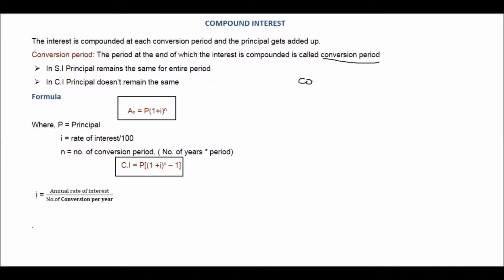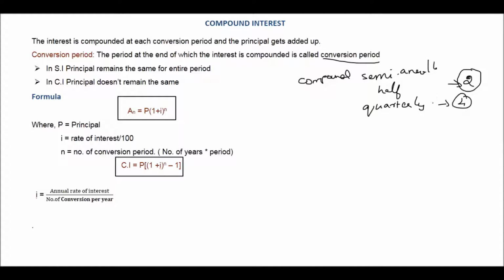Suppose I am telling compounded semi-annually or half-yearly. For a year, the conversion is 2 times a year. If it is compounded quarterly, it means 4 times in a year it is compounded. The interest is compounded 4 times. That is called the conversion period.